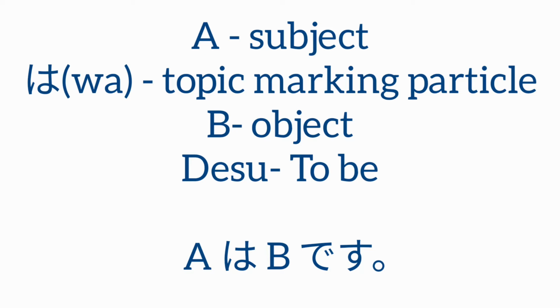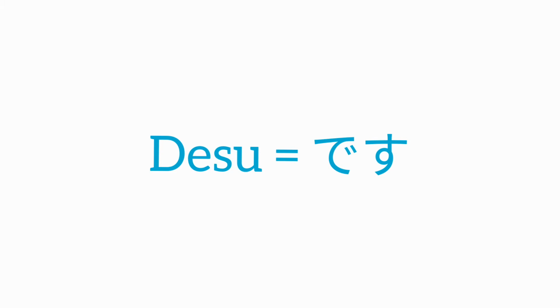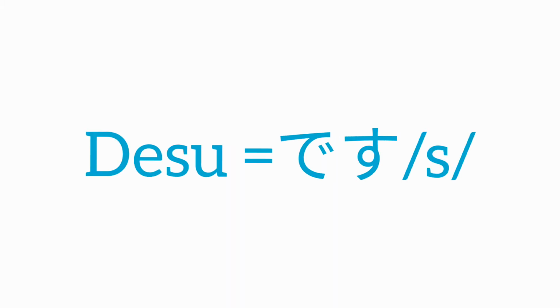And lastly, at the end of the sentence you can see desu. Desu is what we use to end Japanese sentences, and it literally means to be. So you will always see this come at the end of the sentences. As you can see here, we write it as desu, but in spoken Japanese we pronounce it as des.